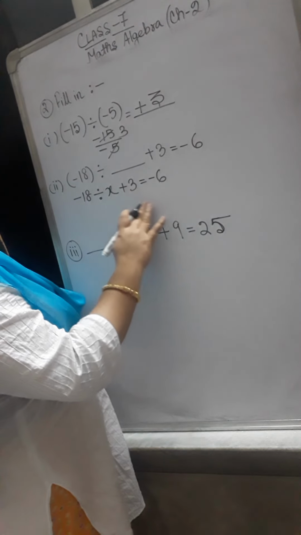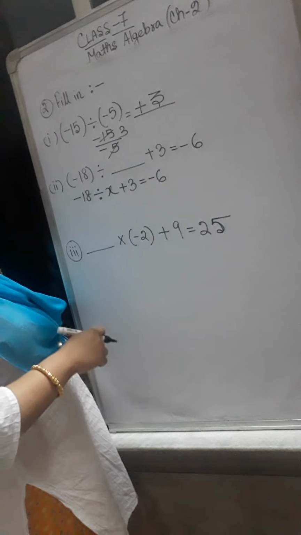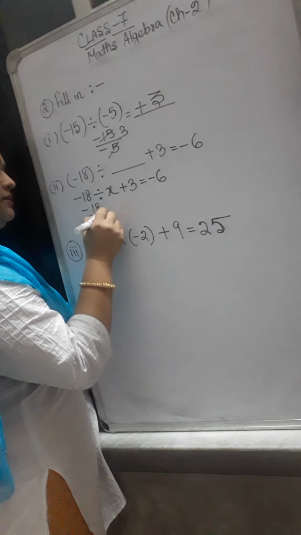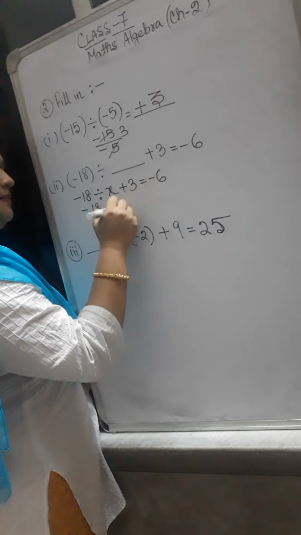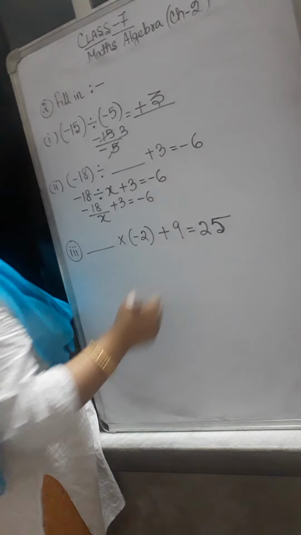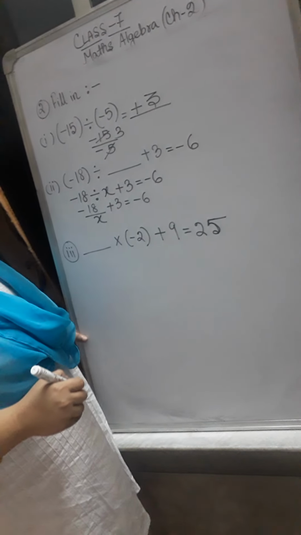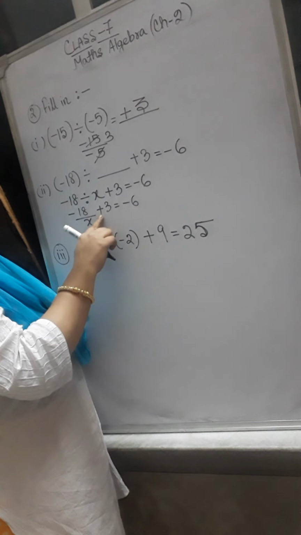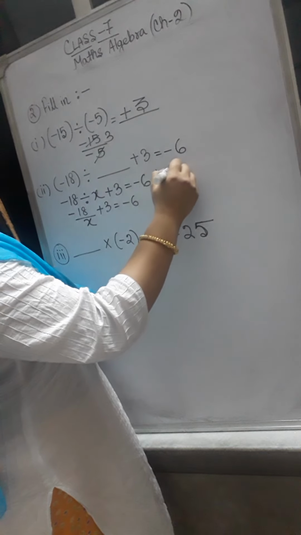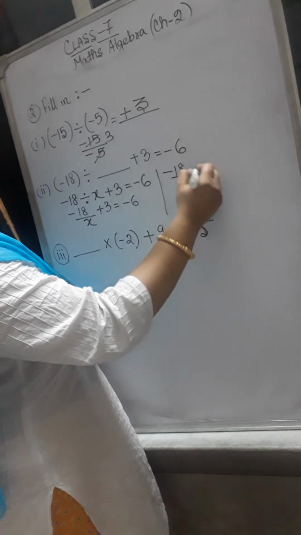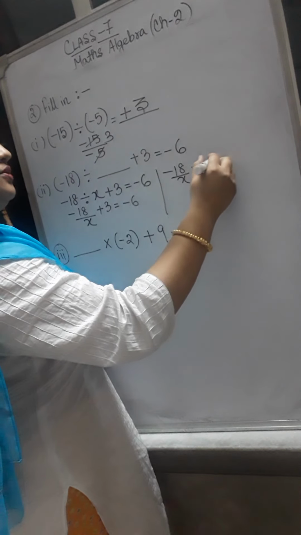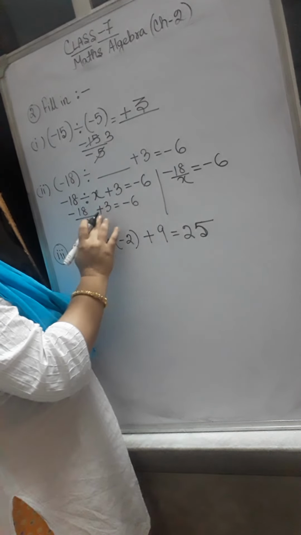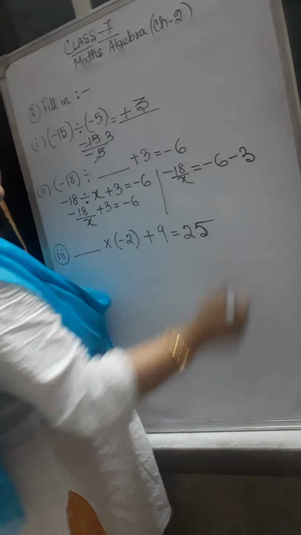So I can move this plus 3 to that side, or again we can write minus 18 divided by x plus 3 equals minus 6. So take the number to that side. Whenever you take the number to that side, the sign change takes place. So minus 18 by x equals minus 6, which is already present on the right hand side. You are only taking plus 3 to that side. So plus 3 will change into minus 3.